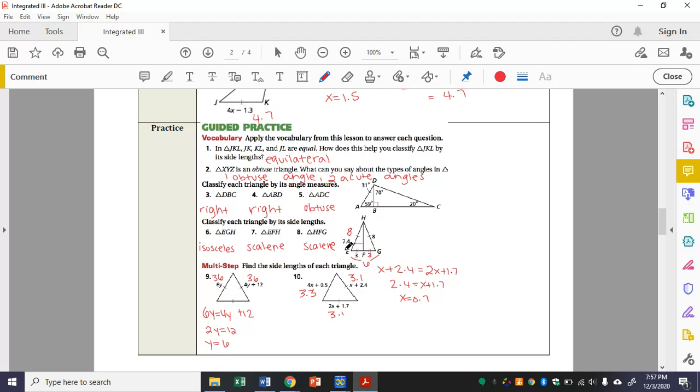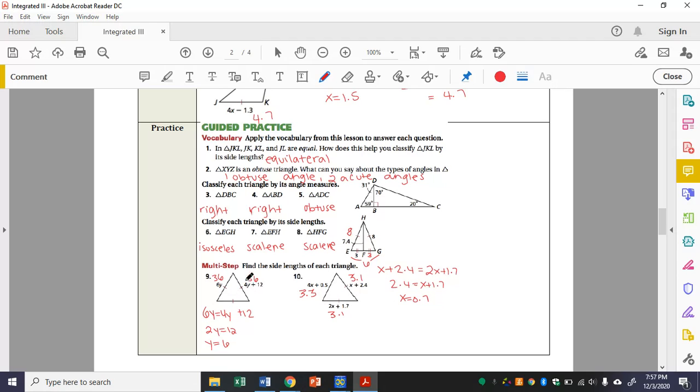If I look at triangle EFH, I have a side length of 8. This side length that's really cutting through the big triangle, we have this line telling us that's 7.4. And then we have a length of 3. So we have 3 different lengths, which means we have a scalene triangle. That also goes for the triangle HFG. We have the 7.4, the 8, and the 3 for our side lengths. On number 9, we have all 3 sides being the same. So we have an equilateral triangle here.